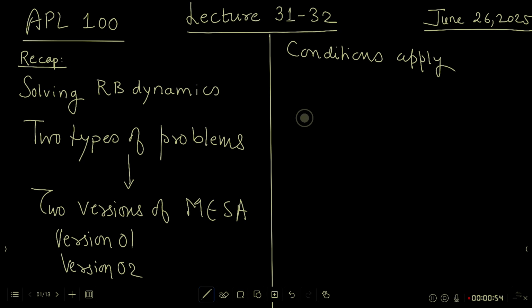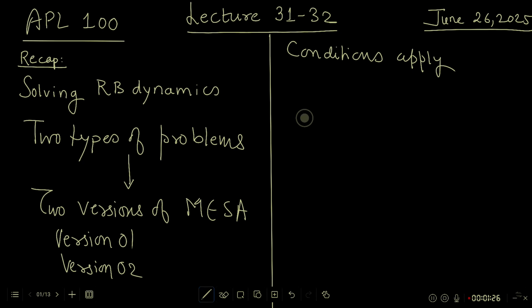So I have been talking about two types of problems related to rigid body dynamics. I have done preparations to be able to handle those two types of problems. I have derived two versions of MESA, which I have called version 1 and version 2. I want these versions to be ready with me because it saves time to start solving the problem.